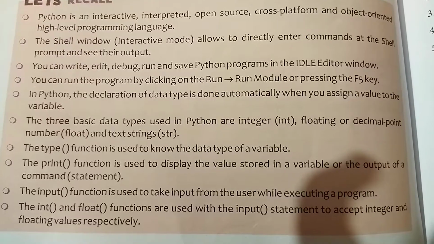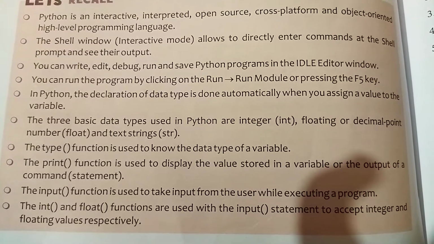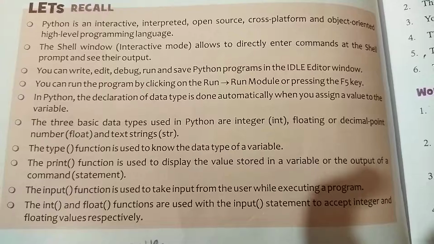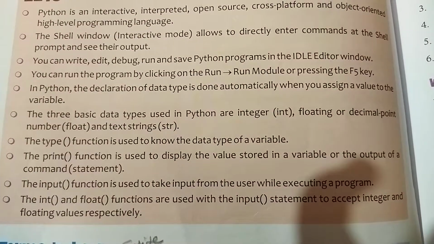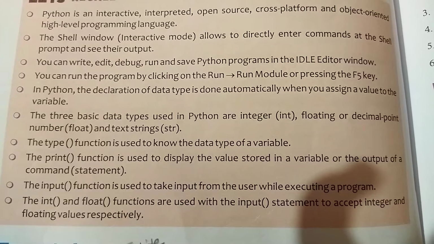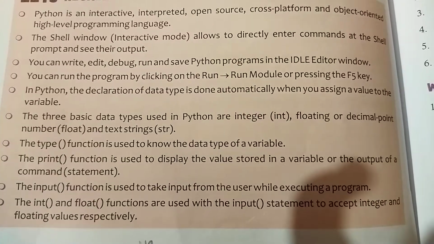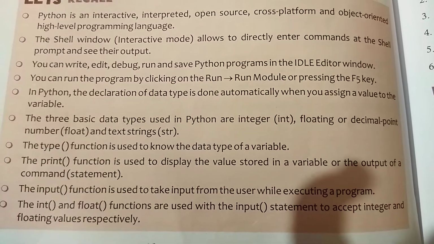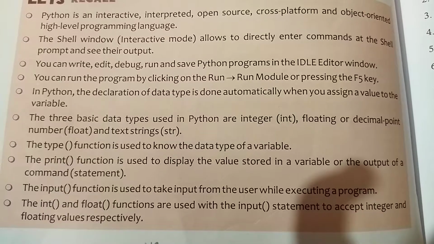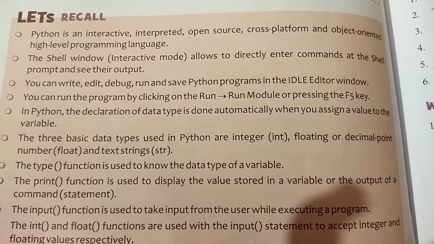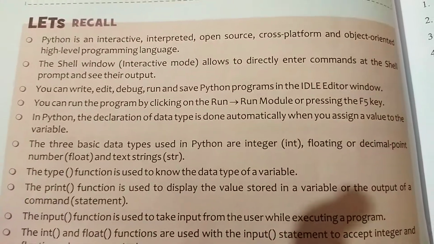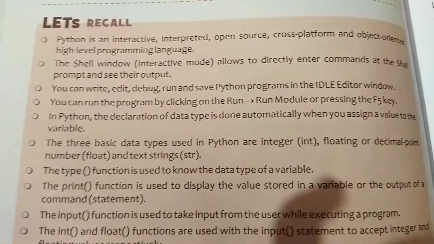The print function is used to display the value stored in a variable or the output of a command statement. Then the input function is used to take input from the user while executing a program. The int and float functions are used with the input statement to accept integer and floating values respectively. So all these are important points for your book. Let's recall points. So you will go through and read this topic carefully.